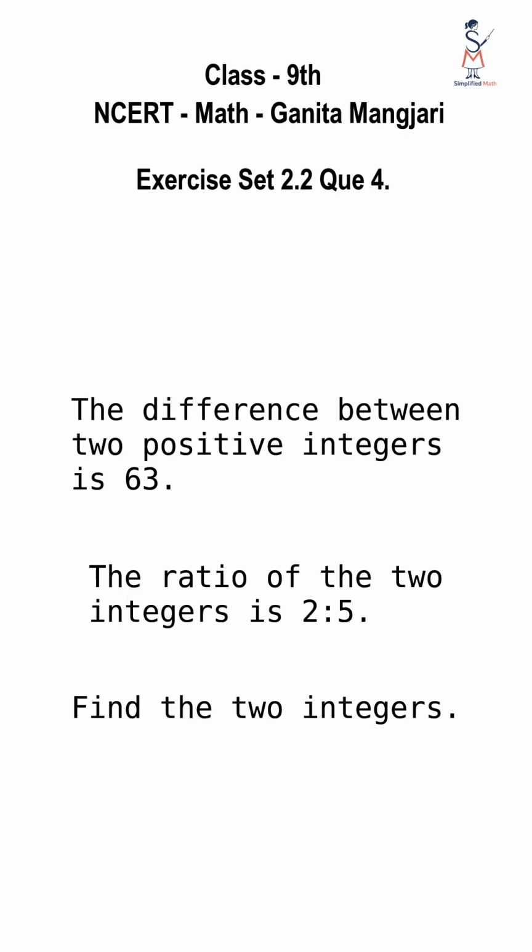Hi, this is exercise 2.2 NCERT class 9, question number 4. The difference between two positive integers is 63. The ratio of the two integers is 2:5. Find the two integers. This we will be doing by taking one variable.